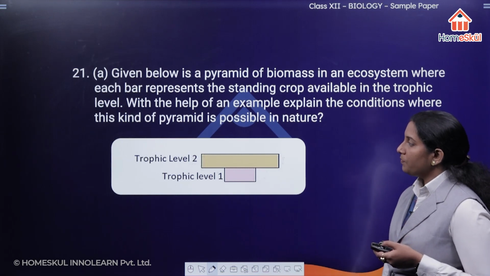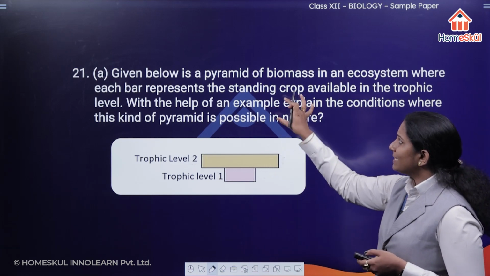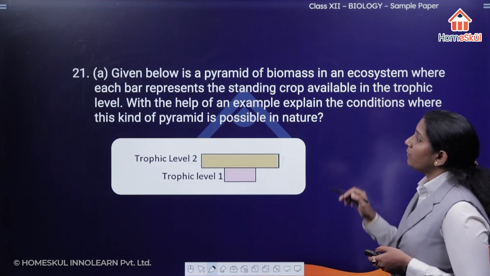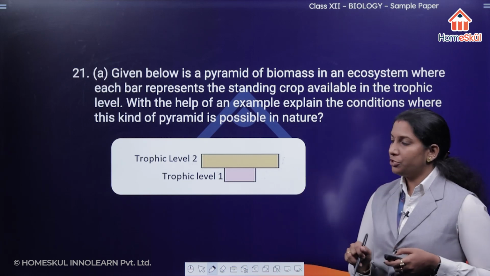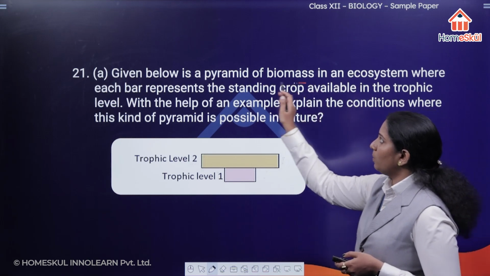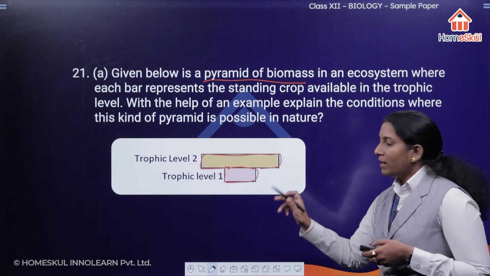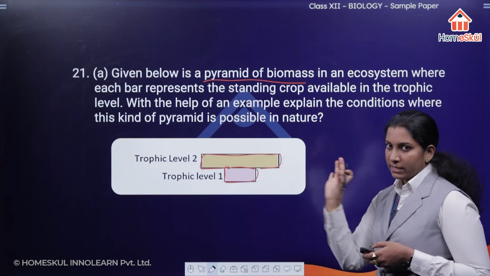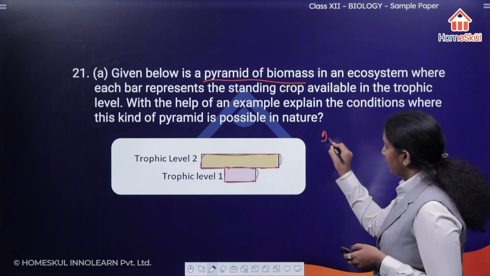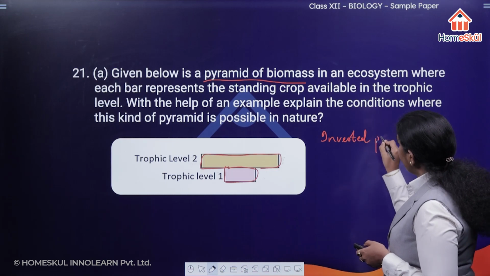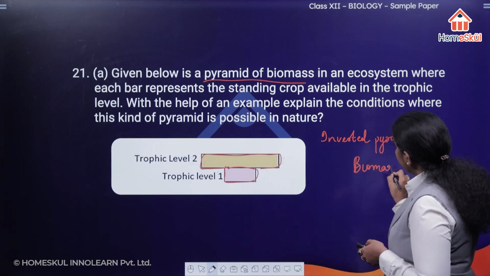Then question number 21, that is part A. Given below is a pyramid of biomass in an ecosystem where each bar represents the standing crop available in the trophic level. With the help of an example, explain the conditions where this kind of pyramid is possible in nature. Here you can see clearly that it's a pyramid of biomass, with the first trophic level and the second trophic level. The biomass is different: in the first trophic level, the biomass is less when compared to the second trophic level. So this is an inverted pyramid of biomass.